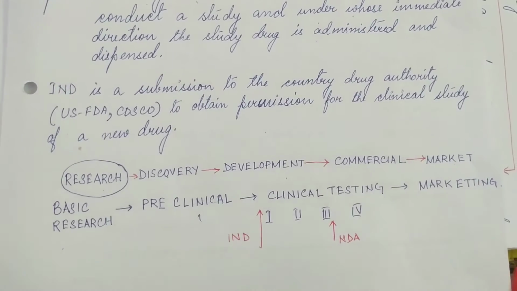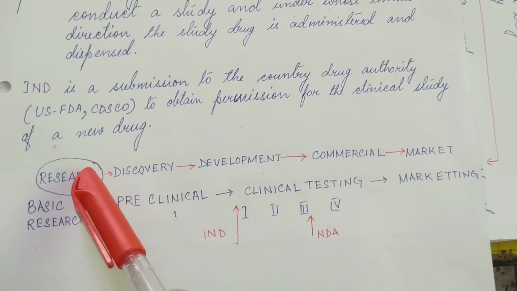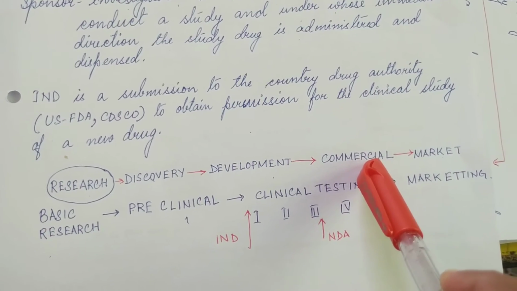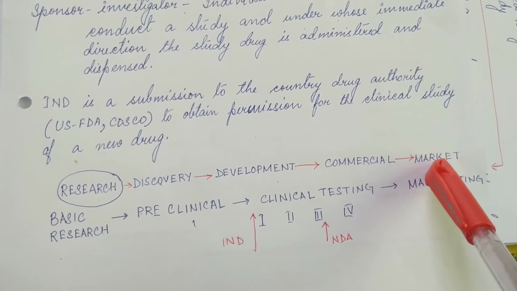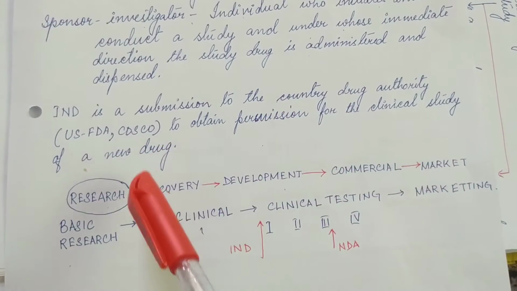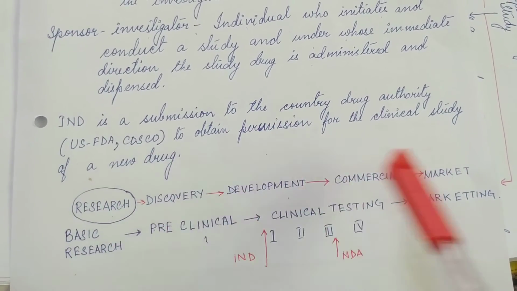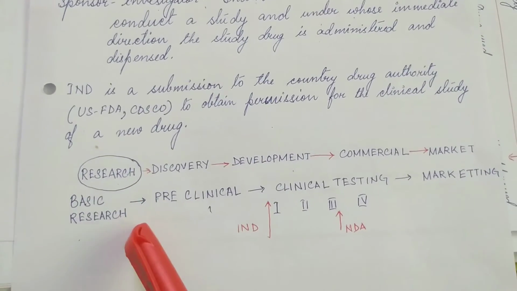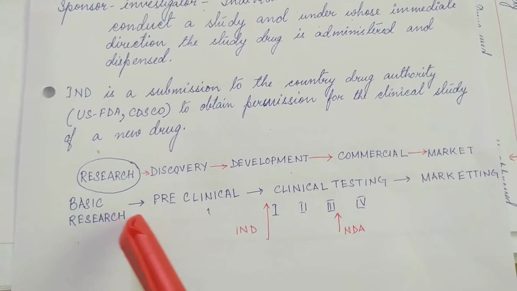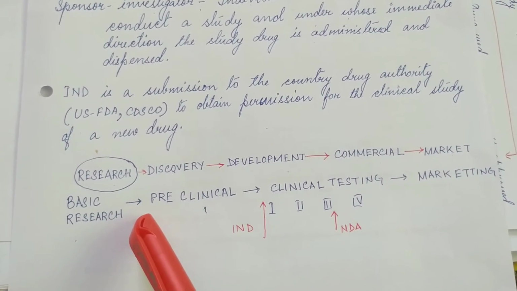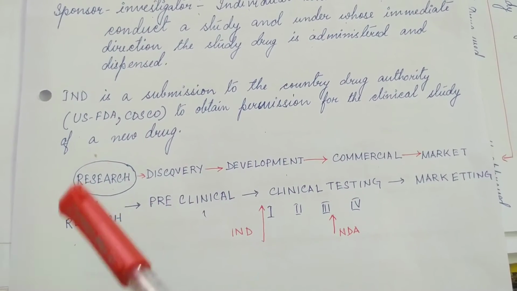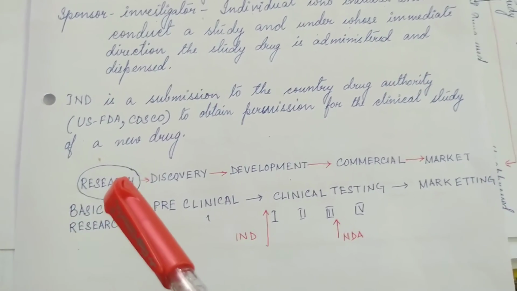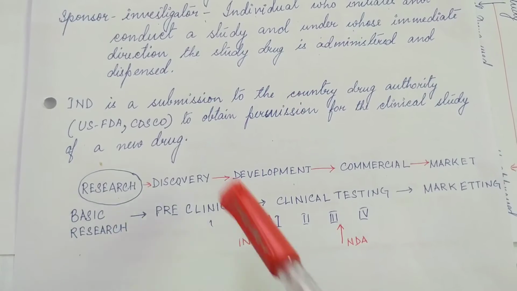Now, in the research and development process, first come the research, discovery, then development, then coming to the commercialization of the product, and then into the market. In this entire flowchart, the first thing, that is research and discovery, requires the basic research. That is, we find the physical, chemical properties of the drug. We do the docking study, we do the in silico study. Then we go, whatever from formulation we do, then we go for the preclinical.